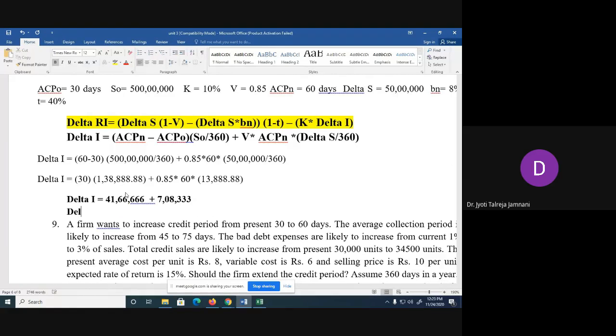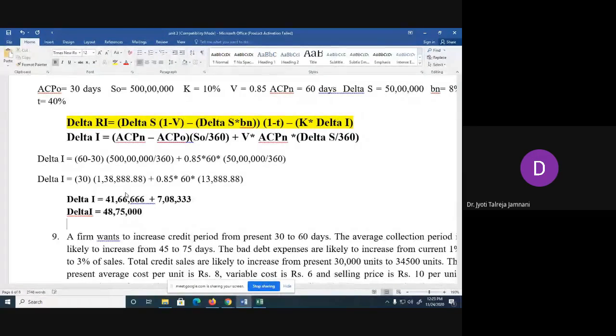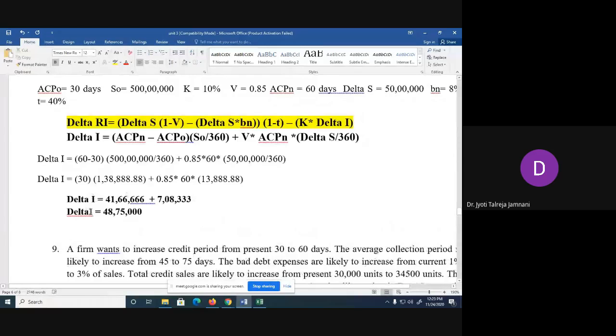So delta I will be 48 lakh 75,000. So this is the delta I value. Now we'll use the main formula to find the delta Ri value.